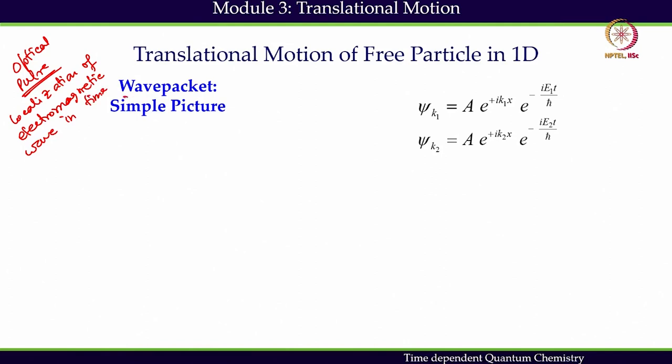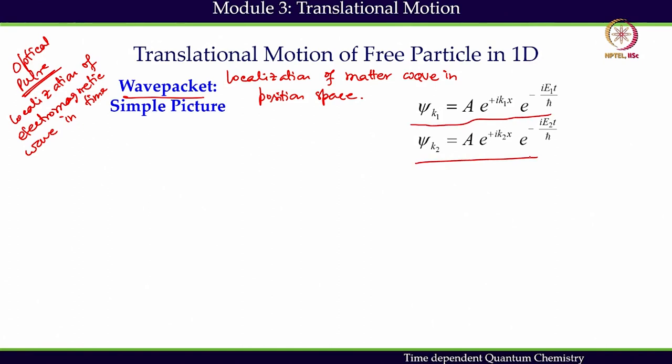On the other hand, this wave packet is localization of matter wave in position space. And such a localization can be realized with the help of interference of at least two waves. So, we have taken these two waves with slightly different energies E1 and E2, propagating along the same direction. Because E1 and E2 are slightly different, K1 and K2 are different, because K depends on the kinetic energy.